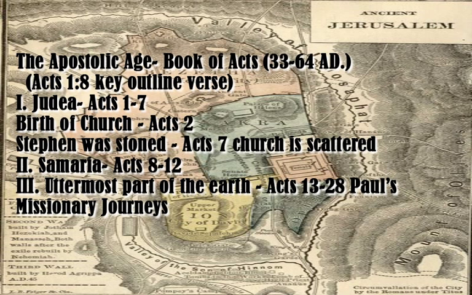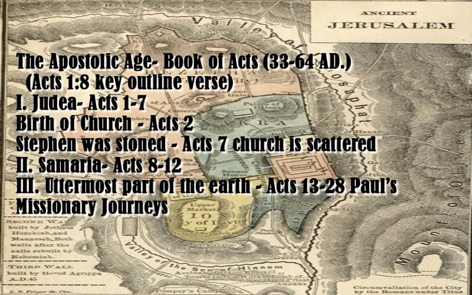The Apostolic Age, the Book of Acts, from 33 to 64 AD. The key verse for the Book of Acts is chapter 1, verse 8. It tells us to go into Judea, Samaria, and the uttermost parts of the earth with the gospel. And so this is a good outline for the book of Acts.